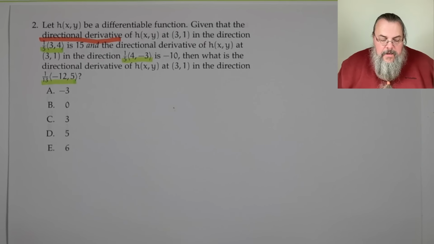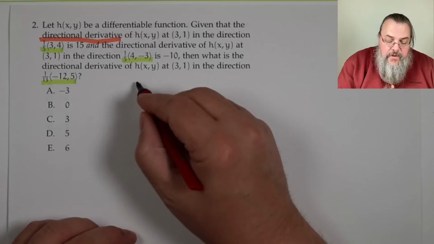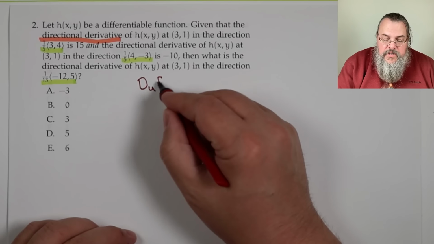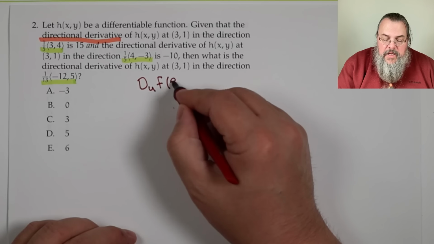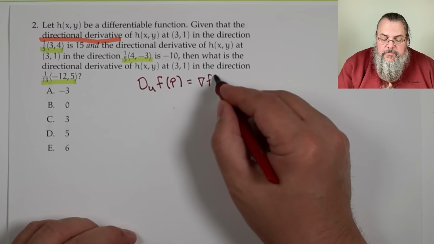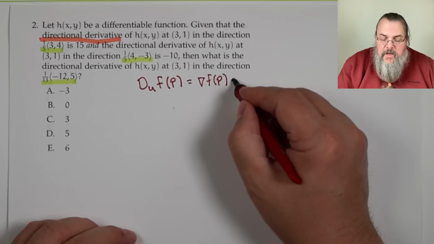So, given that we have a directional derivative, we can start by writing down the basic formula. The directional derivative in the direction u of the function f at a point P is the gradient of the function dot u.